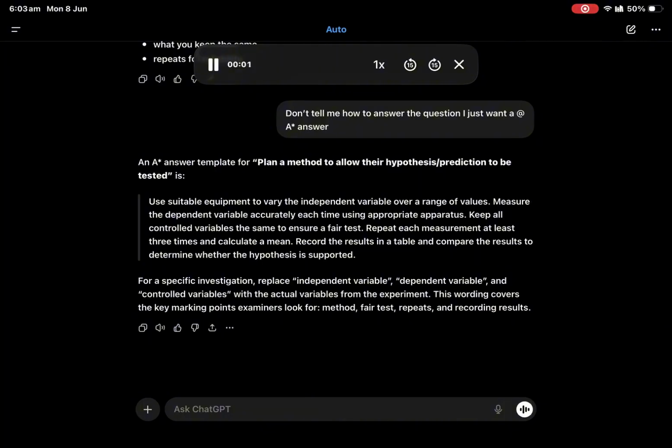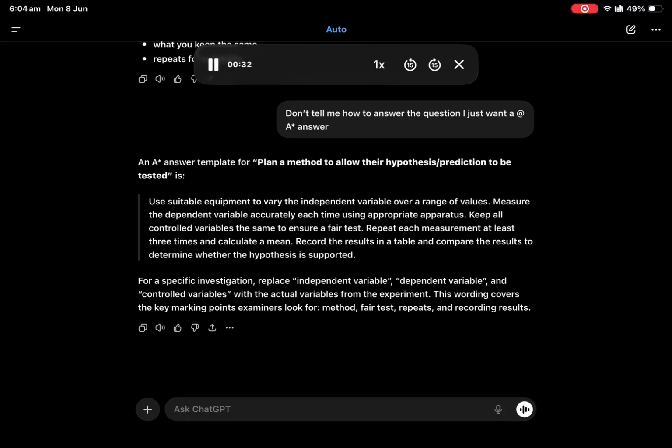An A-star answer template for plan a method to allow their hypothesis prediction to be tested is: "Use suitable equipment to vary the independent variable over a range of values. Measure the dependent variable accurately each time using appropriate apparatus. Keep all controlled variables the same to ensure a fair test. Repeat each measurement at least 3 times and calculate a mean. Record the results in a table and compare the results to determine whether the hypothesis is supported."